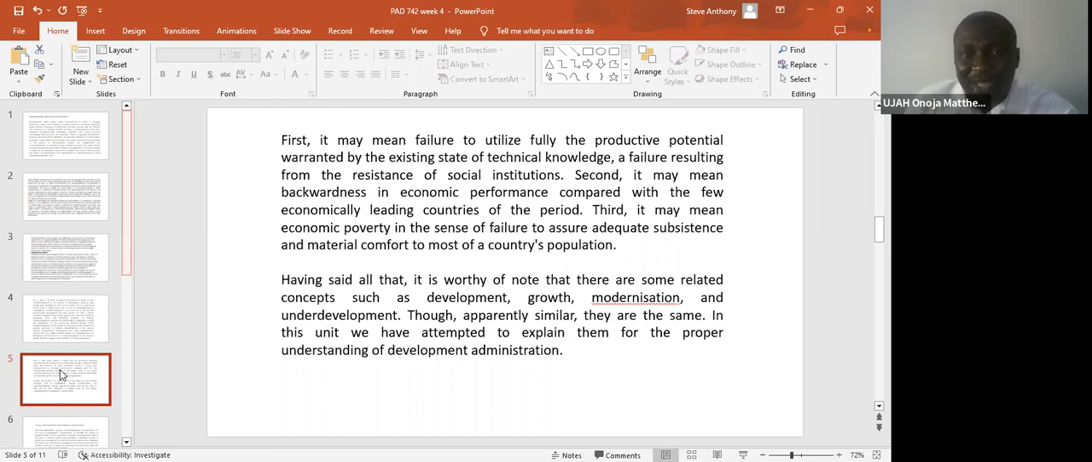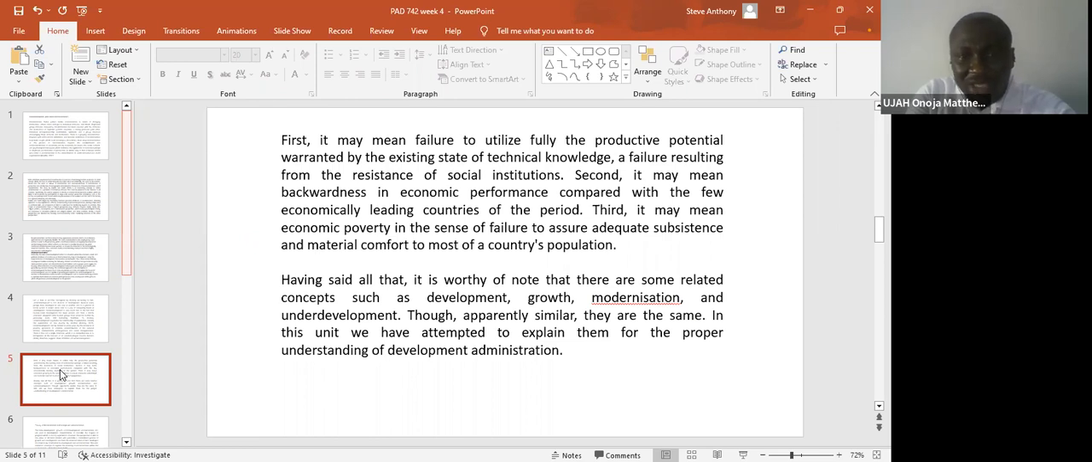Third, it may mean economic poverty in the sense of failure to assure adequate subsistence and material comfort to most of the country's population. We used agriculture as an example earlier on, where we said that this underdeveloped society now focuses its attention on producing the crops or products needed by these advanced countries, to the detriment of their own comfort, their own material well-being and the needs of their own society, by serving the interests of the advanced countries. So to a large extent, that tends to propagate and promote underdevelopment.